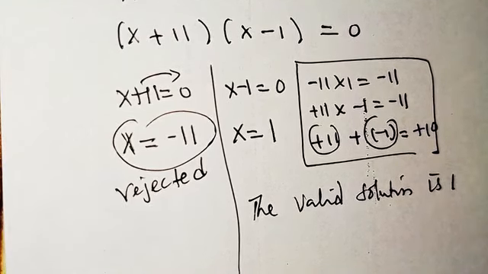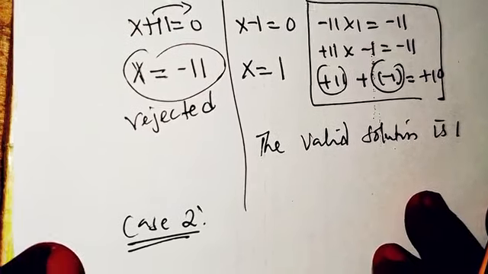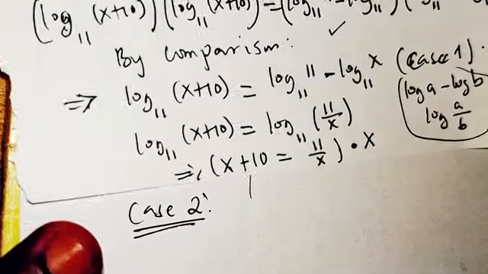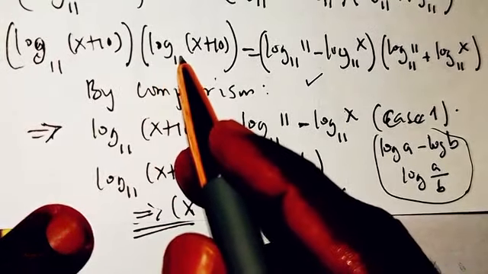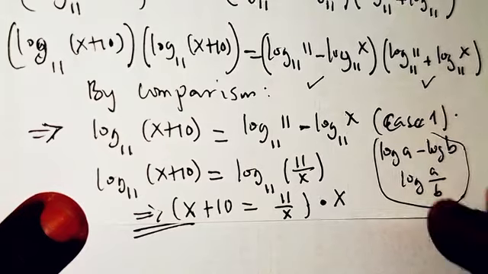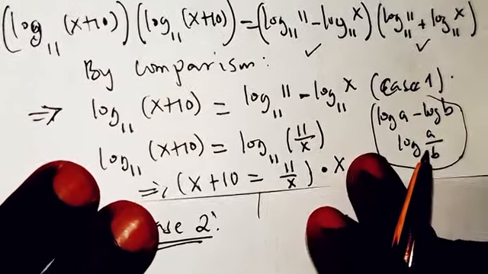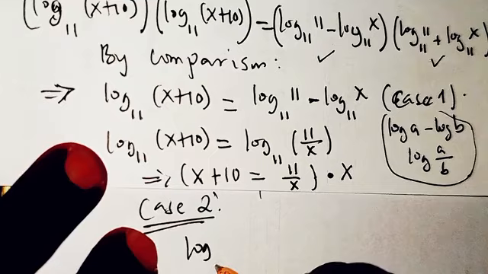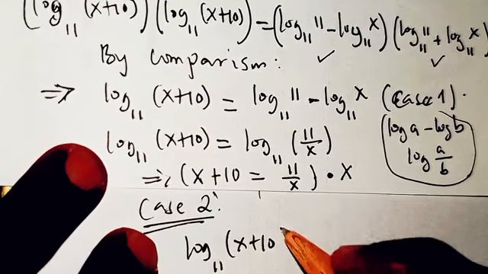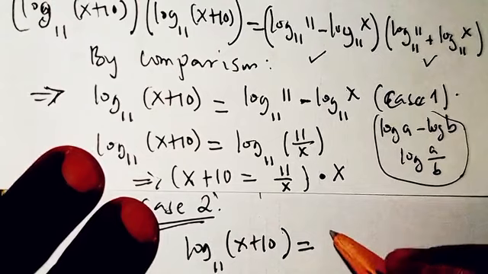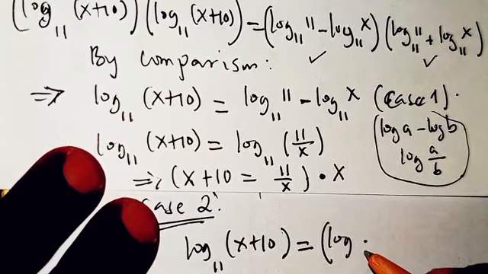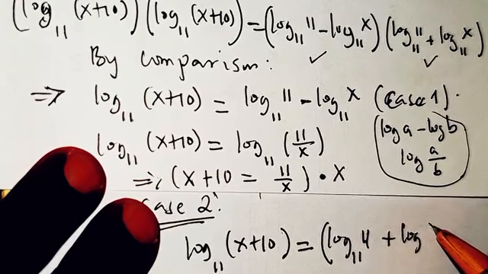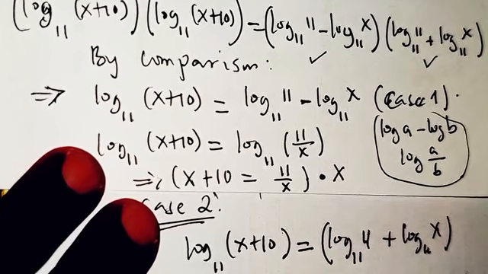Oh, I forgot the second aspect, that is case 2. So let's see what case 2 will give us. Case 2 is when we have log this to be equal to this second one. So that is log(x + 10) equals log 11 plus log x, right?